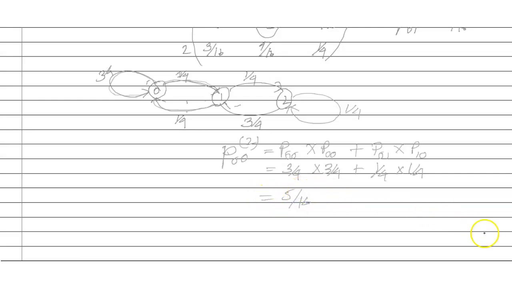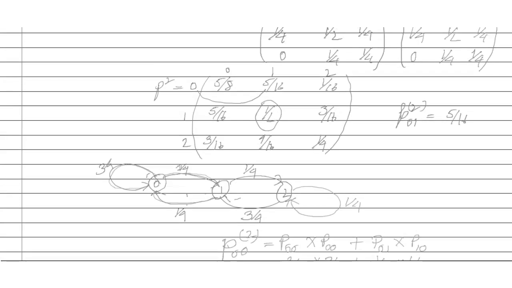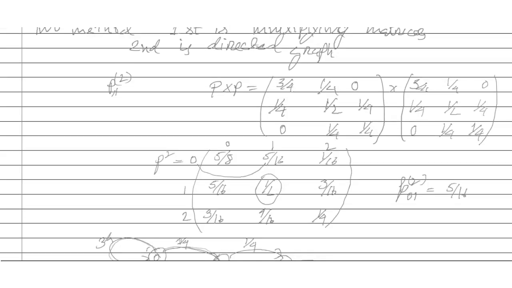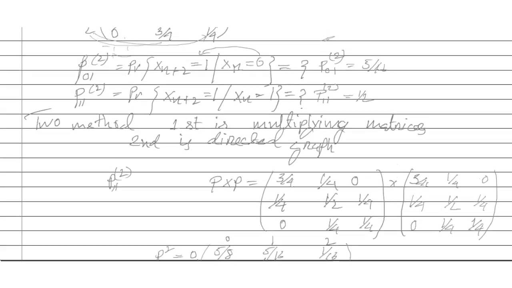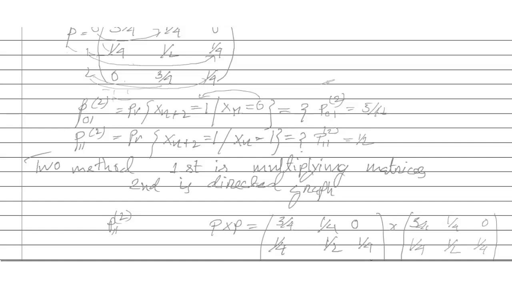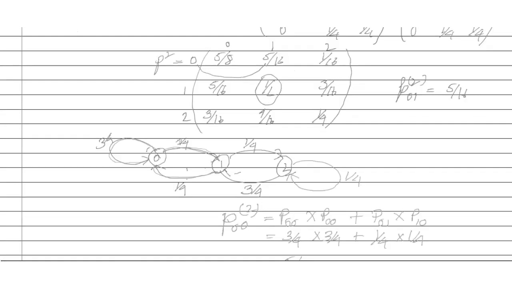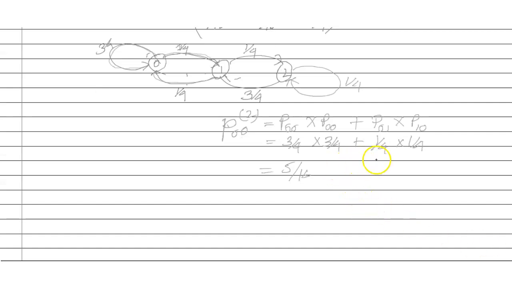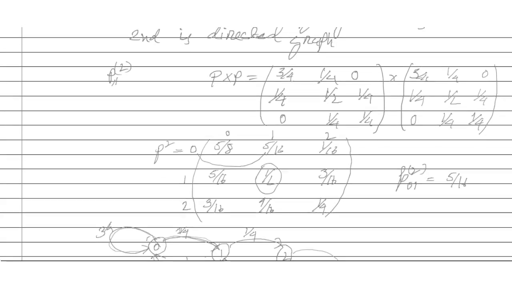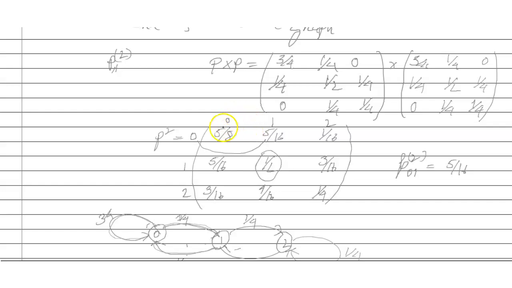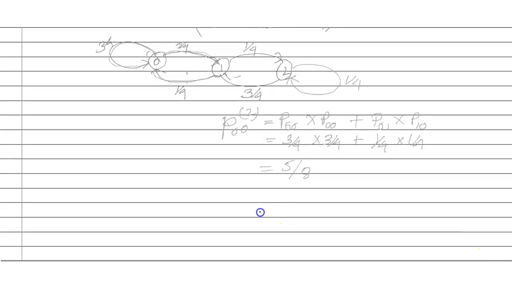Sorry, it is 9 by 16 plus 1 by 16, so this value is not 5 by 16. This value is 5 by 8. You can check here that P00 is 5 by 8. So I easily get it from the directed graph.